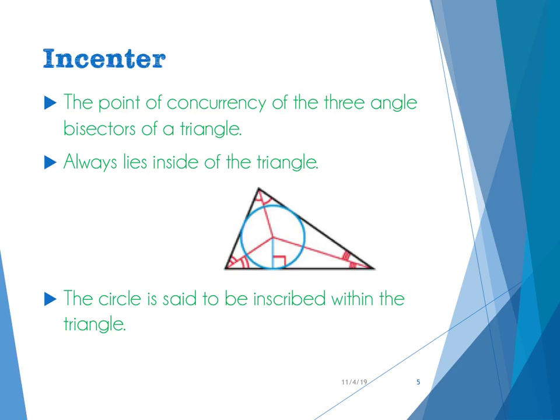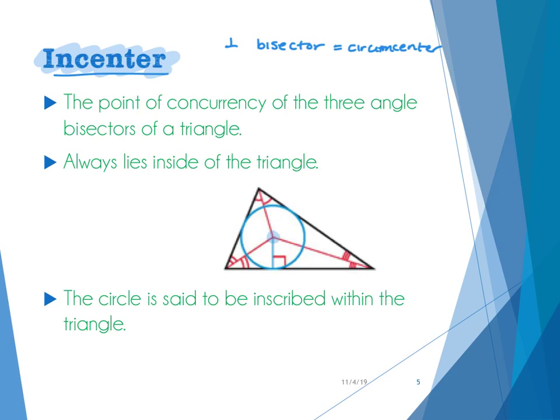The incenter is the point of concurrency of the three angle bisectors of a triangle. So the incenter is that point of concurrency. Remember with the perpendicular bisectors, it was the circumcenter. And now we add the incenter for the angle bisectors.